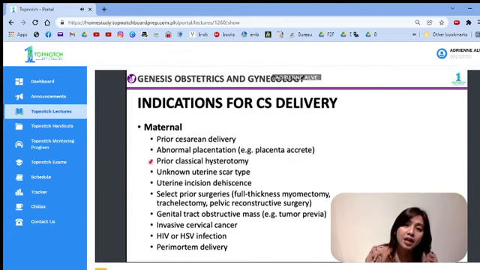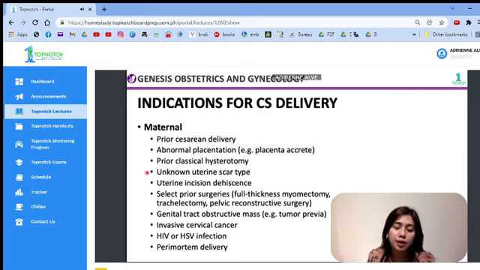So remember, in history taking, the reason why we have to know what kind of CS it was is because if the scar is classical, you cannot have a normal delivery. Your chance of uterine rupture is high with a classical CS scar. So it cannot be done. Okay? It cannot be a normal delivery. Okay? So the next indication is having an unknown uterine scar type.